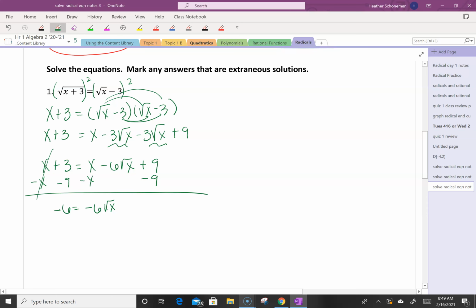Okay, I could square both sides now, but it's going to be more beneficial to me if I get that radical by itself. So I'm going to divide both sides by negative 6. Here they cancel out.